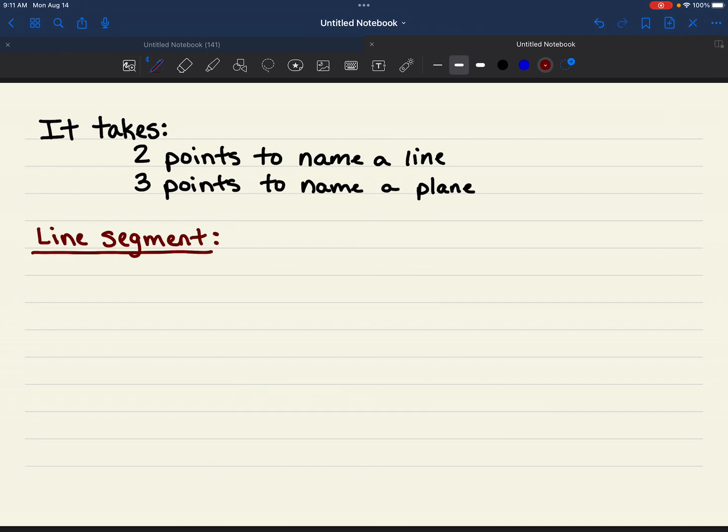Okay, then I'm just going to give you 3 definitions. We'll talk real quickly about line segment, ray, and opposite ray because we'll see those a little bit, and then we'll do some practice together. Okay? All right, so a line segment is just a portion of a line with 2 endpoints.